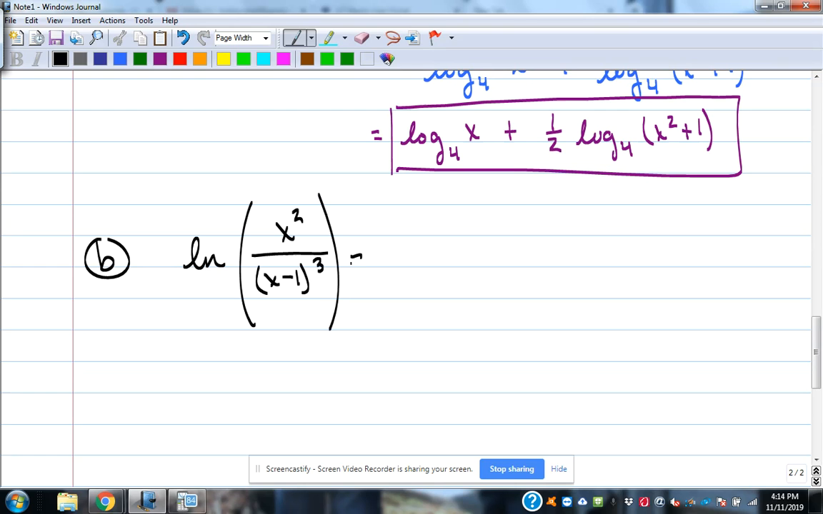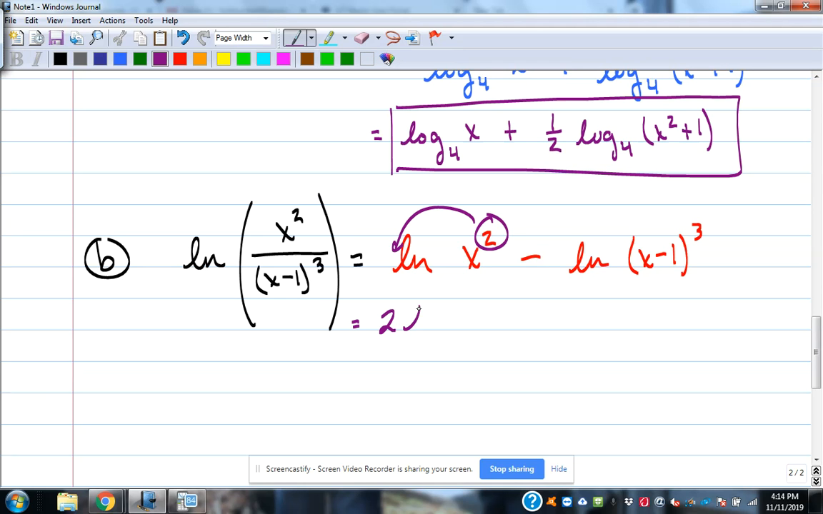So we're going to take natural log of x squared minus natural log of x minus 1 cubed. Just like that. So we're splitting that apart into a subtraction problem. And then we're going to look at it and see if we can break it apart any further. I see an exponent on that x, so that says, hey, I can pop that down to the front.